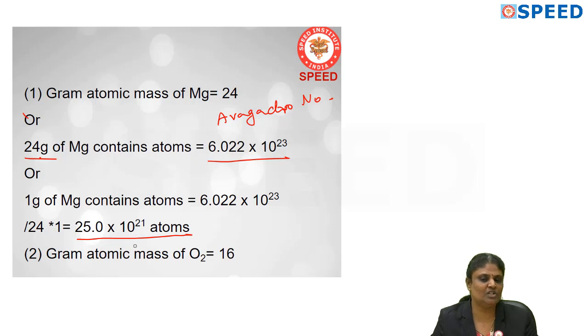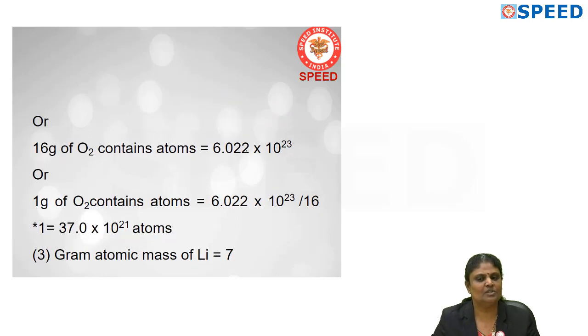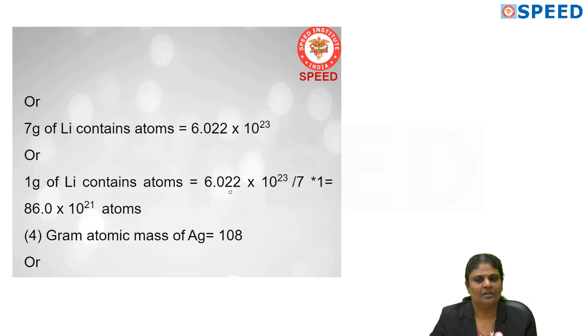So, this is for magnesium, and you again calculate for oxygen, that is 16. So, you apply the same method. So, 6.022 into 10 to the power of 23 Avogadro number divided by 16 into 1, you get the answer 37. So, first one is in the range of 50 and second one is in the range of 30 to 40, and then lithium 7. Here, 6.022 into 10 to the power of 23 divided by 7 into 1 is equal to 86. So, this is maximum. This is in the range of 80 to 90.